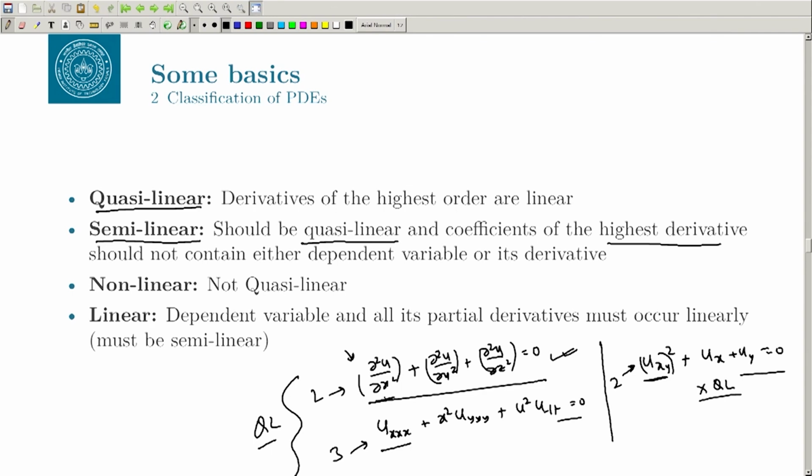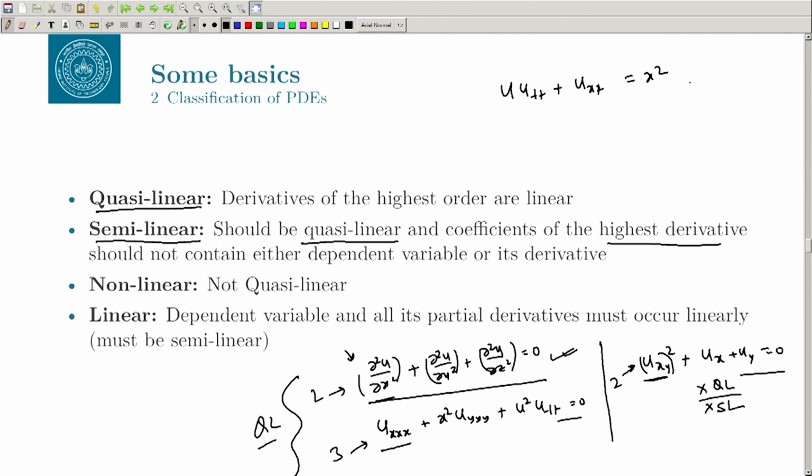But if you look at this example, this is neither quasi linear nor semi-linear, because the precondition for semi-linearity is that it should be quasi-linear. So, if it is not quasi-linear, it cannot be semi-linear. But let me take you through one example which is quasi-linear, but not semi-linear. That example could be, let us say, u t t plus u x t is equal to something, let us say x square.